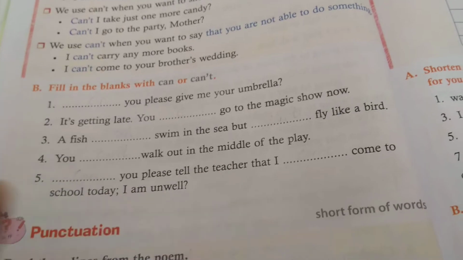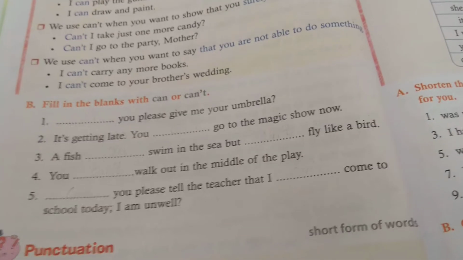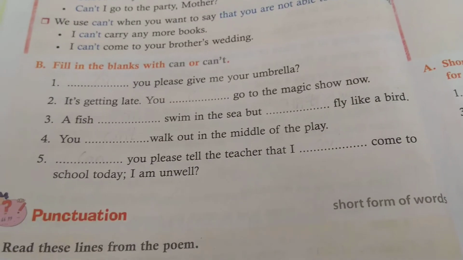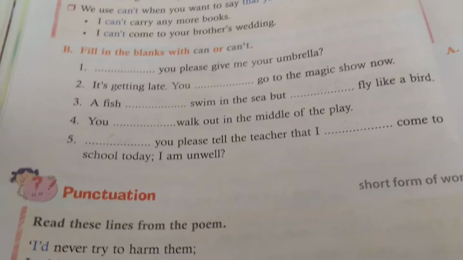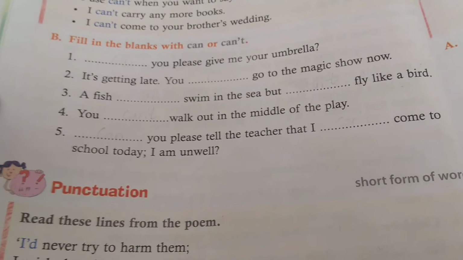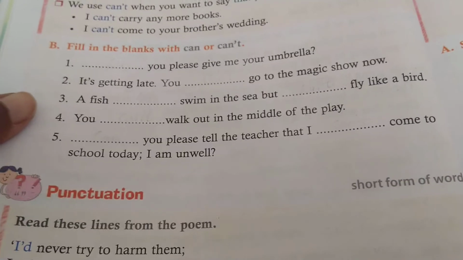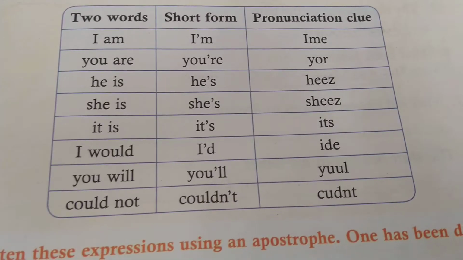I am unwell. So now children, have you learnt about will and won't, can and can't? Like that, let us see the short forms of some other words. Right here, what we have seen is won't and can't. Let us see what are some other words where we can write it in short form. Right. Now two words are there.